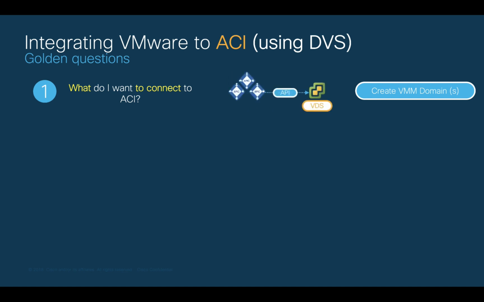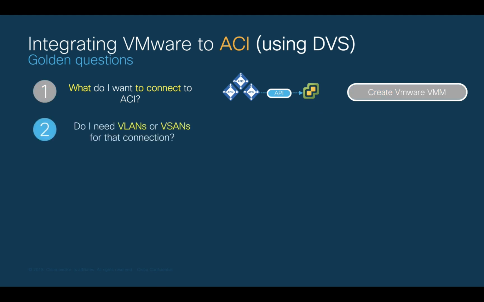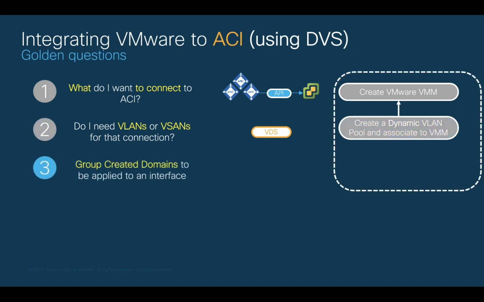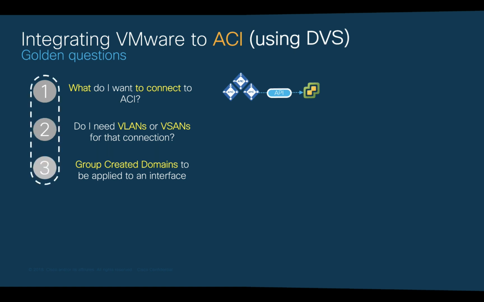The second question is, do I need VLANs or vSANs? And I do. I will need a dynamic VLAN pool, and I will include VLAN 2110 to 2130. Feel free to use your own VLAN IDs. The third step is to create an AEP and assign my VMM domain in there. Let's perform those three steps now on the GUI.